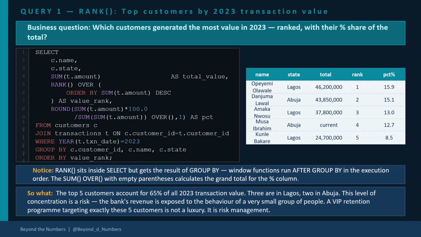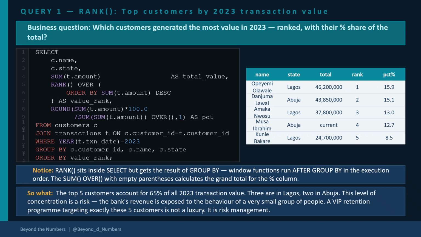Now look at the query. Select name, state, sum of amount as total_value. Then rank over ordered by sum of amount in descending order. That is the ranking column. Then round of sum divided by sum over with empty parentheses. The last part, which I want you to pay attention to, the empty over, calculates the grand total across all groups. Dividing each customer's total by that grand total gives you the percentage.